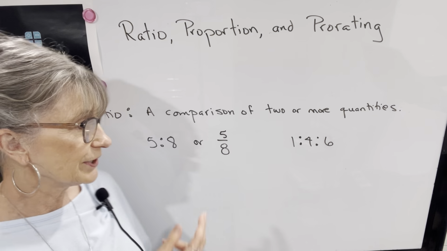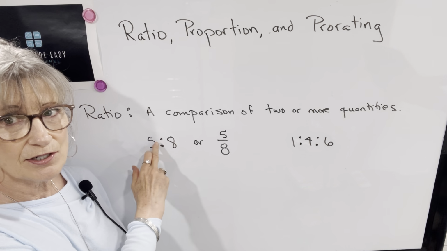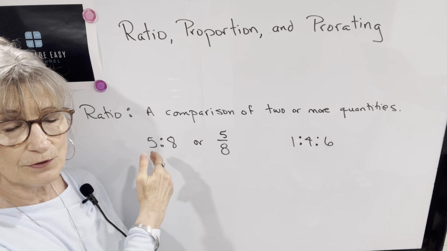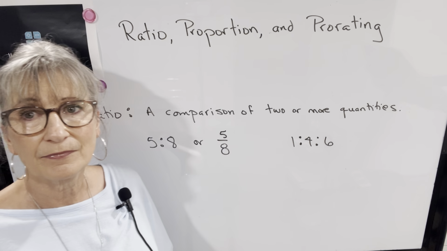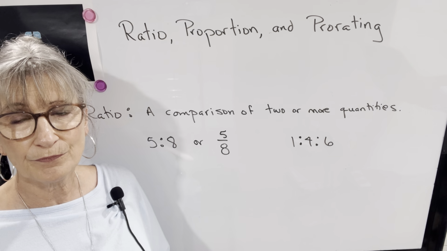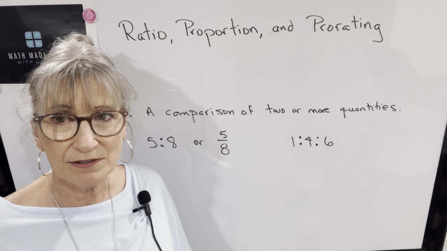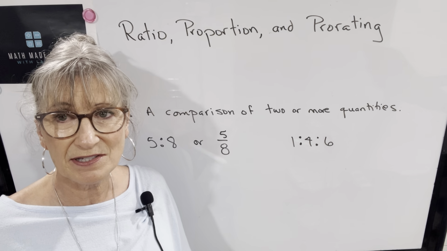The order in which you write the ratio is very important. It's not necessarily smaller number to larger number or vice versa. It is what quantity is being compared to what quantity. And the numbers should be in that ratio. The other thing that's very important is that the quantities that are being compared must be in the same unit.